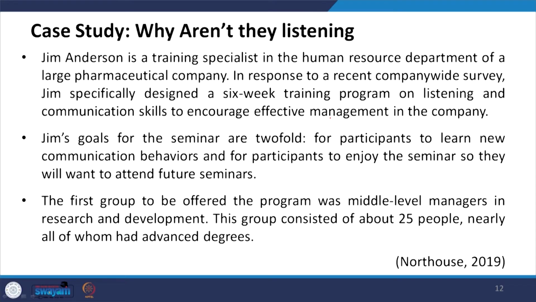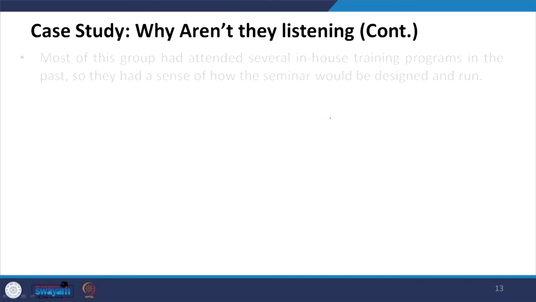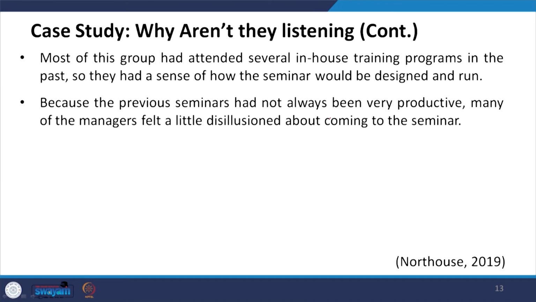Jim's goals for the seminar are twofold: for participants to learn new communication behaviors, and for participants to enjoy the seminar so they will want to attend future seminars. The first group to be offered the program was middle-level managers in research and development. This group consisted of about 25 people, nearly all of whom had advanced degrees. Most of this group had attended several in-house training programs in the past, so they had a sense of how the seminar would be designed and run.